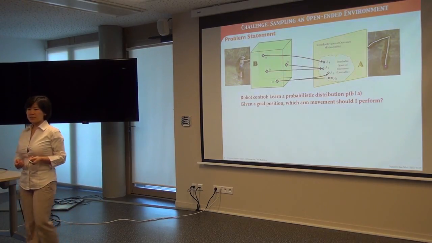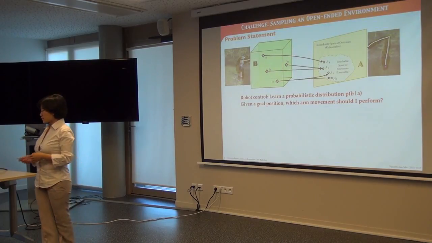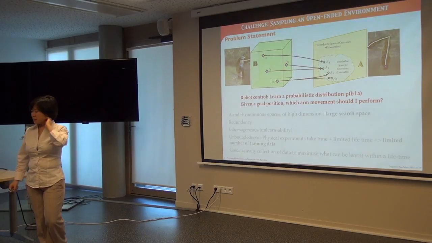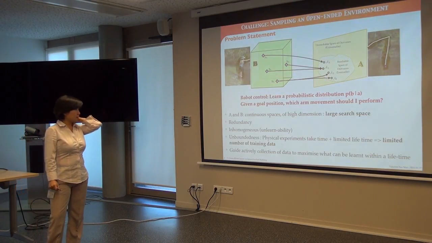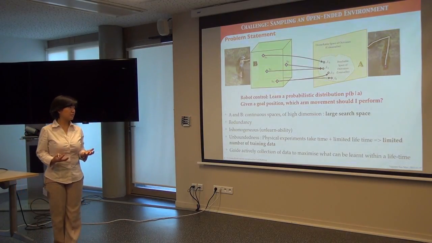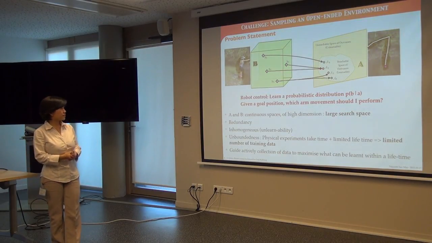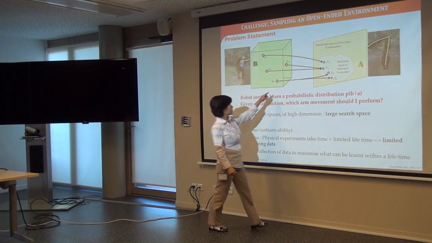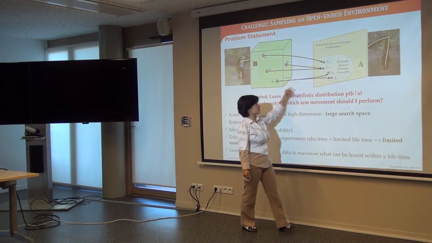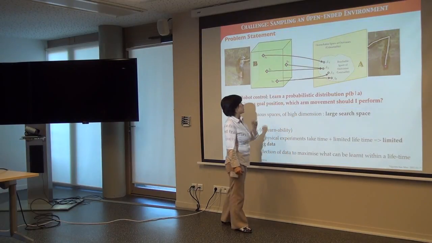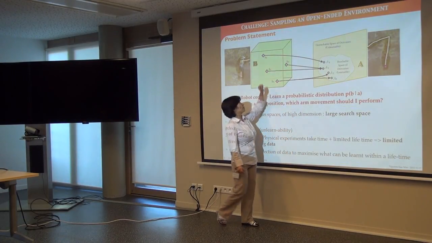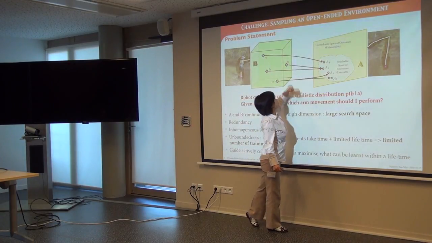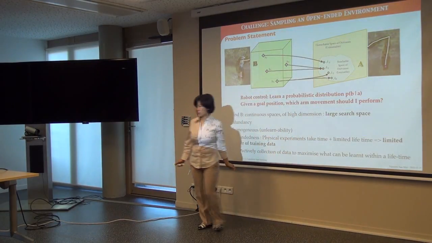For learning such a probabilistic distribution, the agent has to sample the spaces B and A. But in our real world, B and A can be continuous spaces and of high dimension, so you have a very large search space. The mapping between B and A can be stochastic, so repeating the same policy can lead to different outcomes. But it can also be redundant, so to reach outcome A2, you can perform different policies.